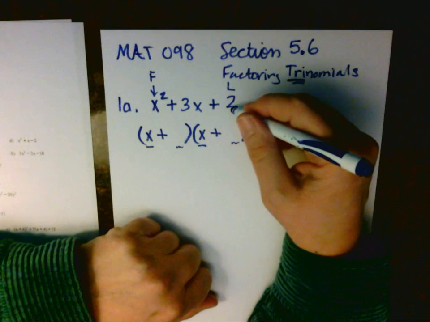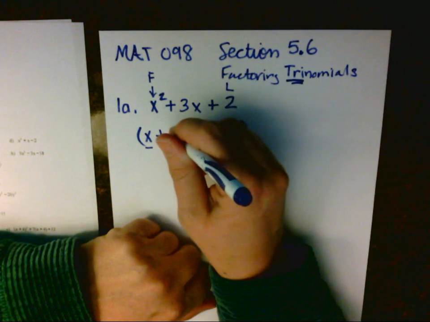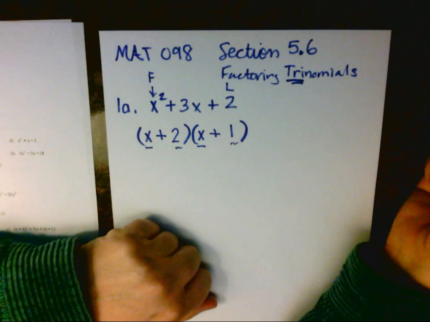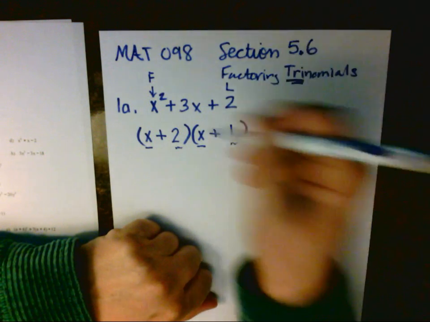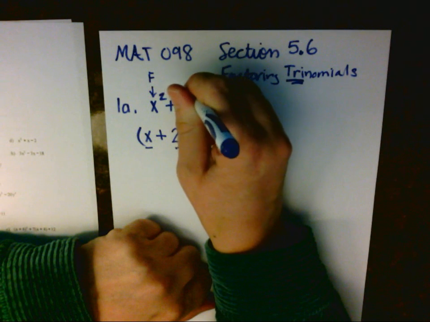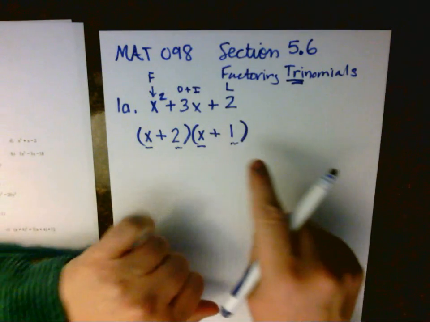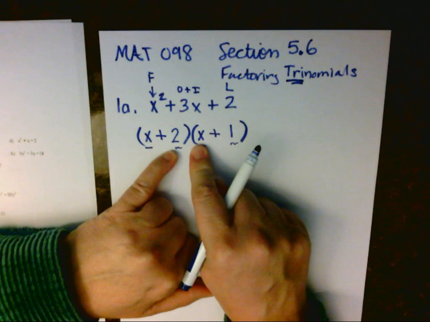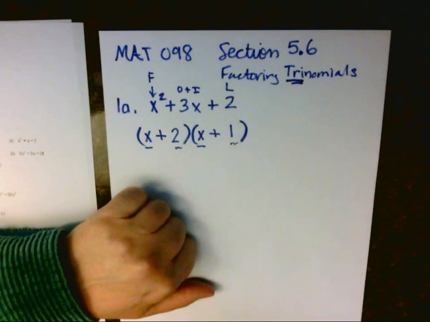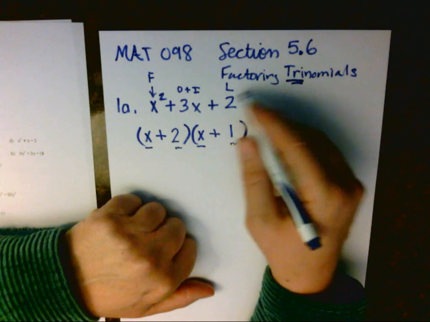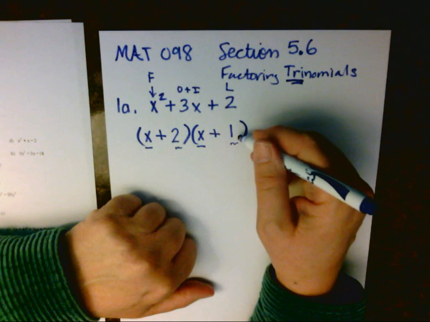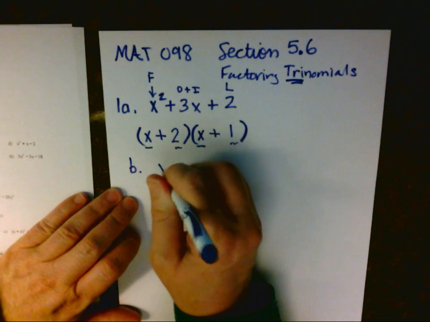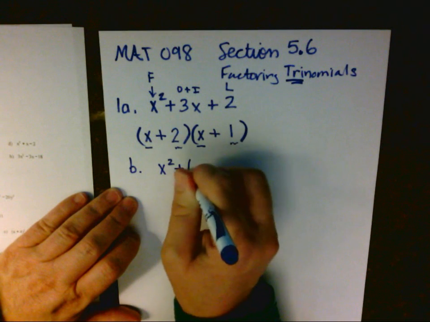Okay, so to get a 2, well, we don't have many choices. They started with a nice easy example. 2 times 1 is the only way to multiply and get a 2. So then we check, this is the O plus the I, the middle term. So the outside would give us a 1x, and the inside would give us a 2x. 2x plus 1x makes 3x. So we have this trinomial in factored form. Okay? Let's do another one. They get harder.